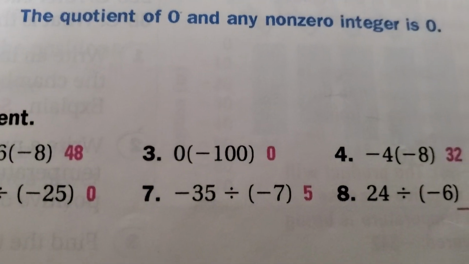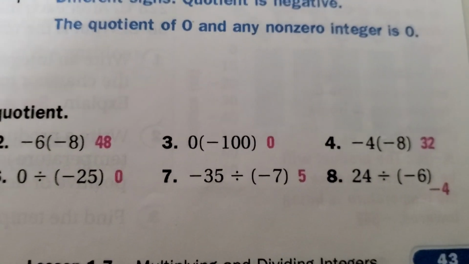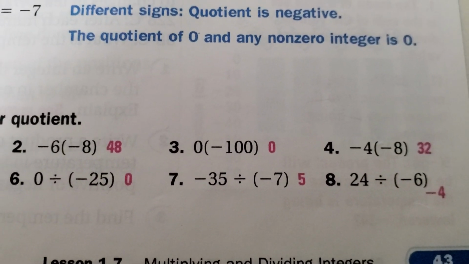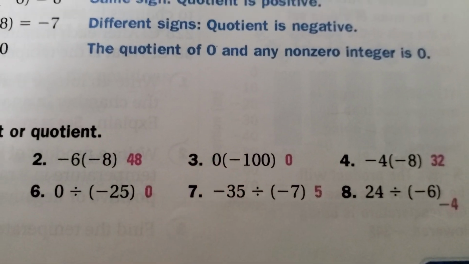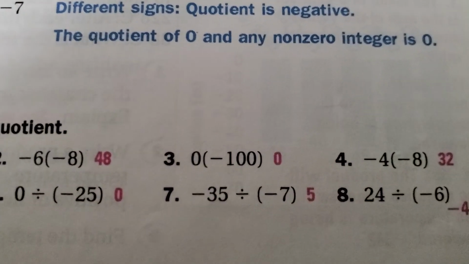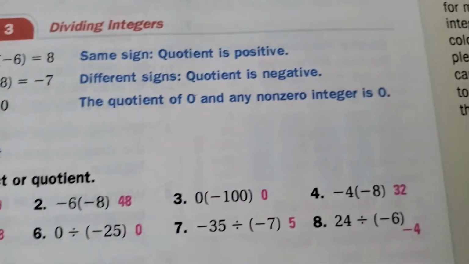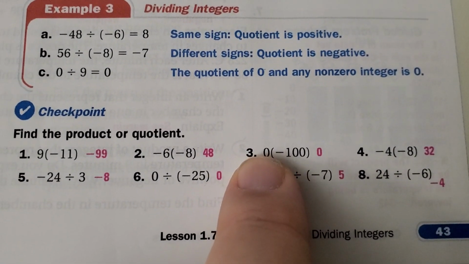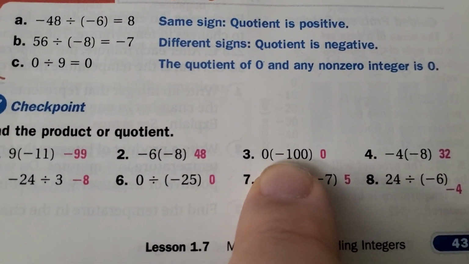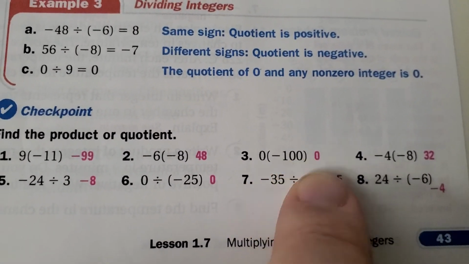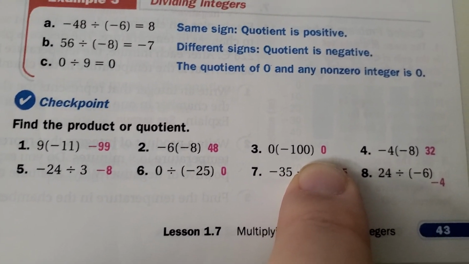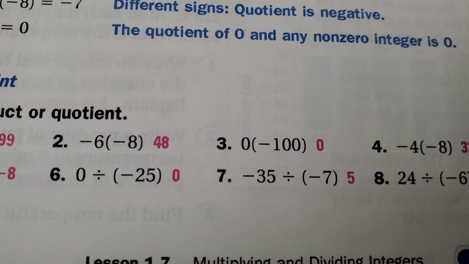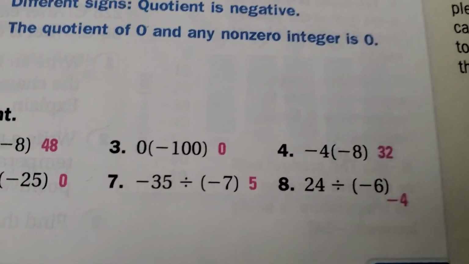I really don't know why they have number 3 as an example. 0 times negative 100. Well, anything times 0 is 0. So we're not going to get fooled by the fact that technically it's a positive number times a negative number. There is no such thing as negative 0. 0 is 0. 0 is the smallest positive number that we can have.